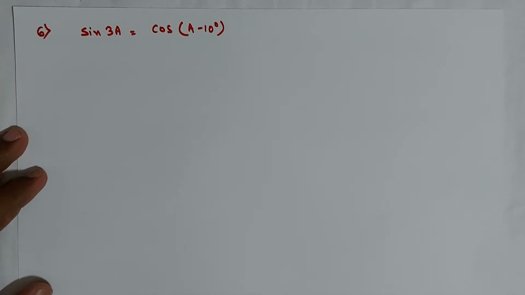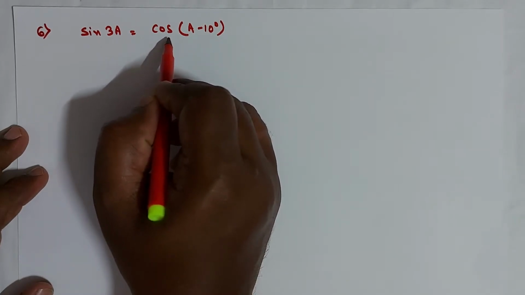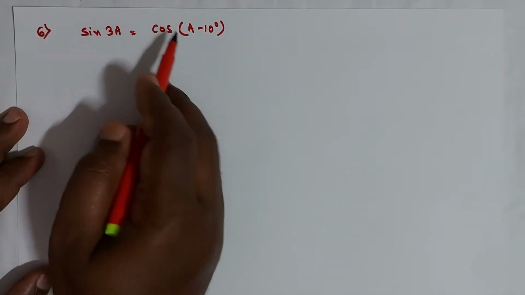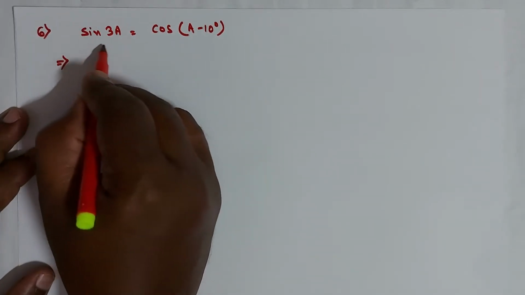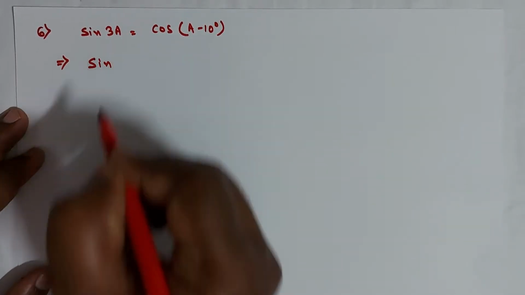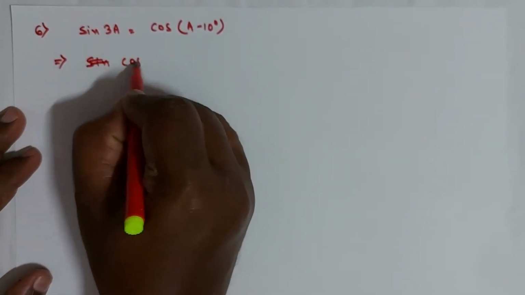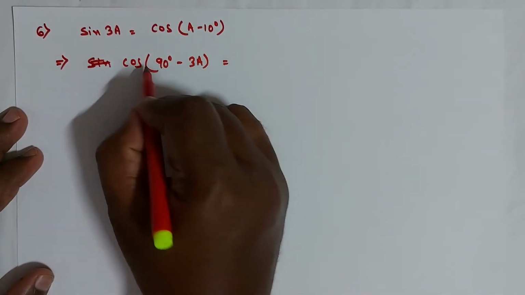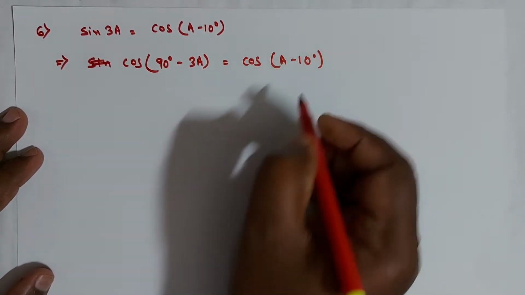First of all, either we need to convert cos into sin on this side, or this sin should be converted into cos, then only we can compare both sides. So I am converting sin 3A into cos. Sin 3A we can write as cos of (90 degrees minus 3A), since cos(90 minus theta) is equal to sin theta. Then this is cos(A minus 10 degrees).